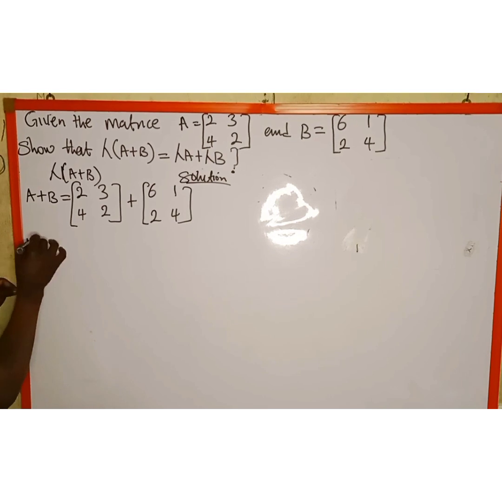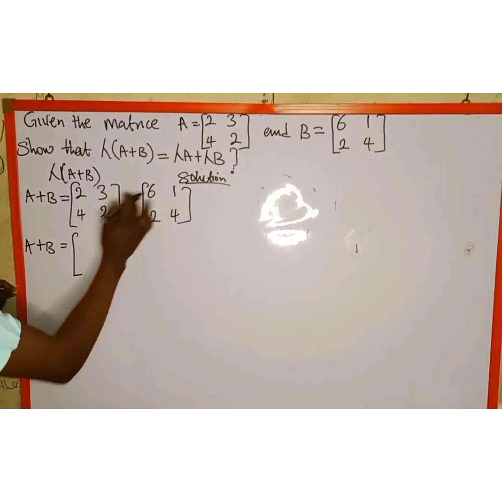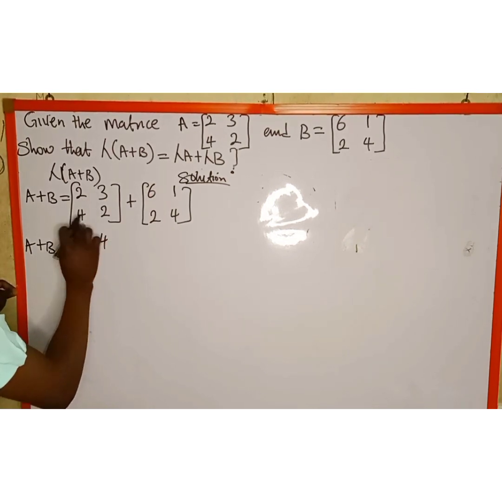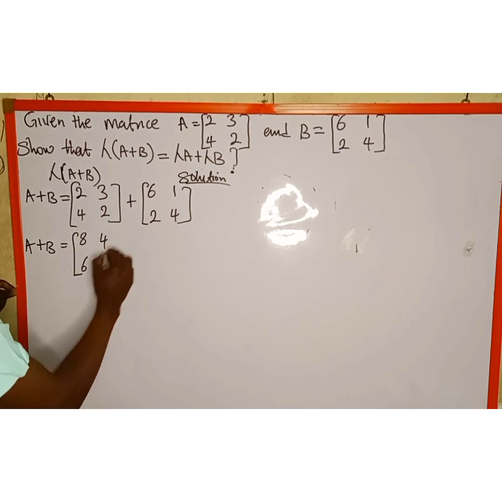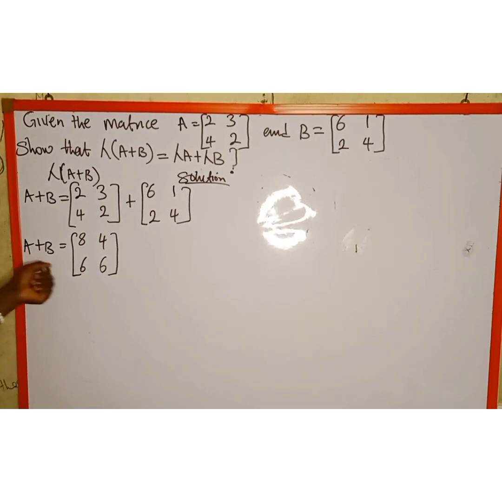So A plus B will be equal to 2 plus 6, which gives me 8. Then 3 plus 1 gives me 4. Then 4 plus 2 gives me 6. Then 2 plus 4 also gives me 6. These are the elements of my A plus B.